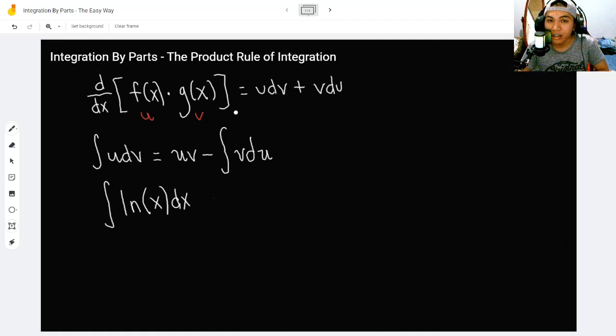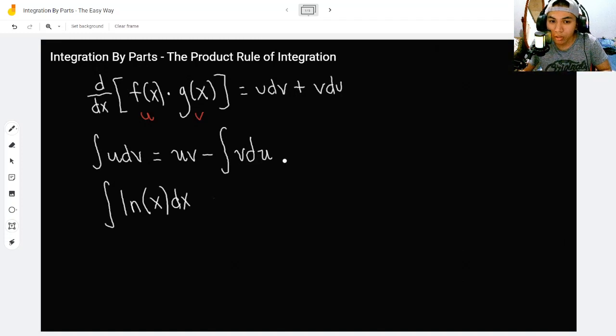However, in integral calculus, we have something called integration by parts, which is basically the product rule of integration. And the equation for that is the integral of u dv is equal to u times v minus the integral of v times the derivative of u.